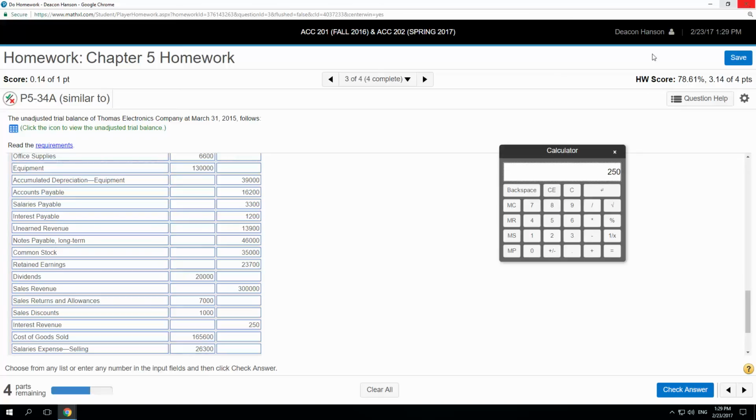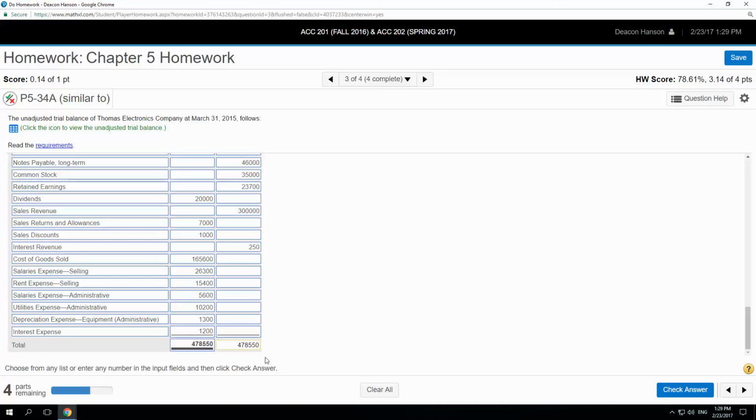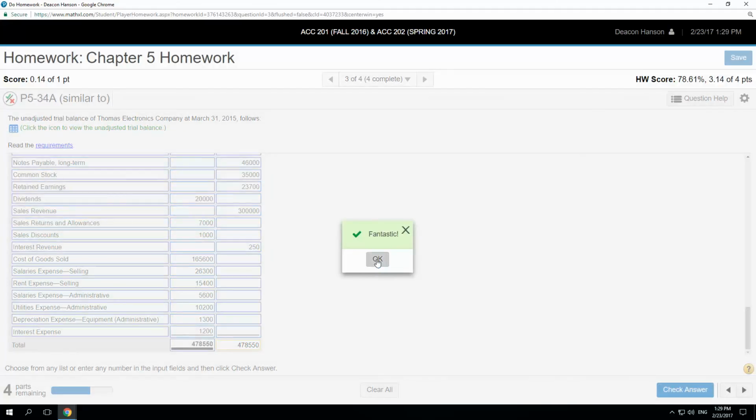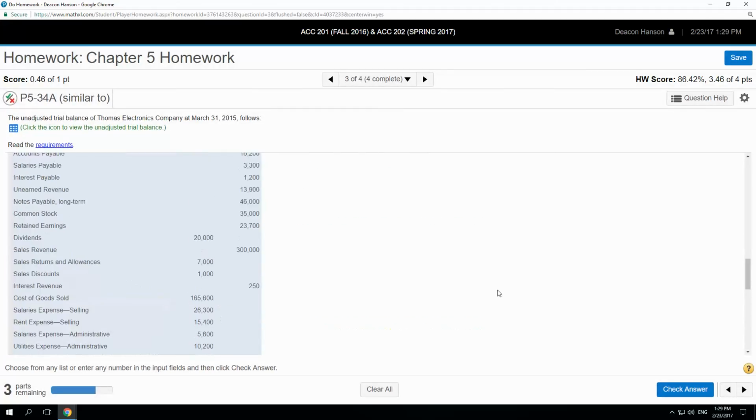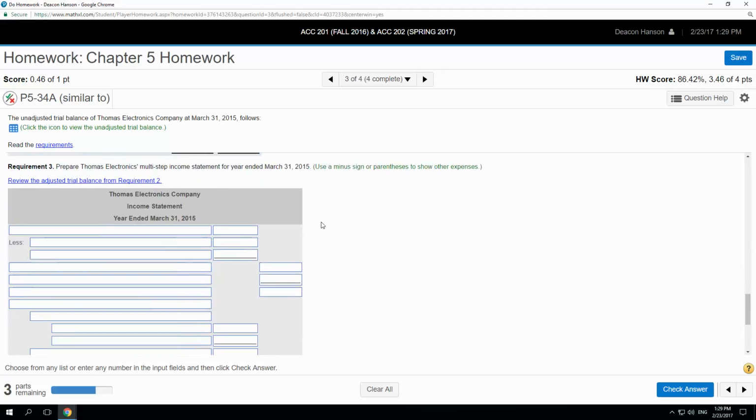And then what we do is we hope. I mean, maybe we're accurate enough where we don't have to hope, but we want to make sure they balance. And it looks like I got an equal amount of credit and debit. I would not hit enter at this point if my credits and debits did not equal. So we'll hit enter. And we got a fantastic. Okay. So now we have an adjusted trial balance.